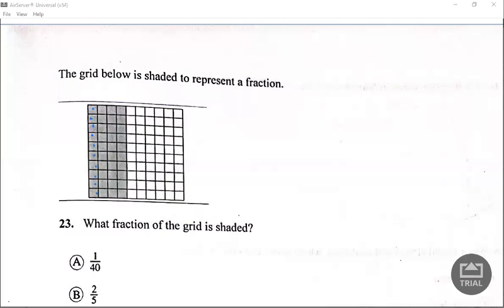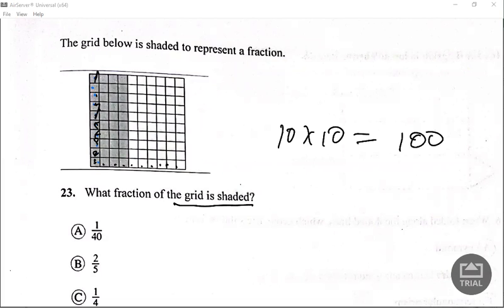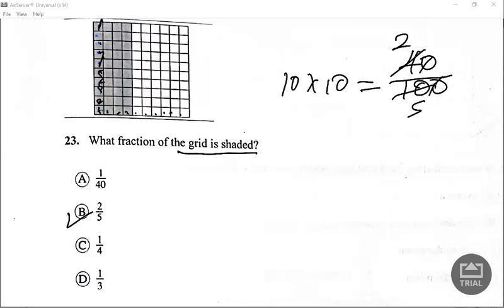Alright, the grid below is shaded to represent a fraction. What fraction of the grid is shaded? So first, let's see how many we go up. 1, 2, 3, 4, 5, 6, 7, 8, 9, 10. So that's 10, and across we have 1, 2, 3, 4, 5, 6, 7, 8, 9, 10. So we have a total of 10 times 10, which is 100, which is our denominator. Now, how many are shaded? 1, 2, 3, 4. 4 sets of 10, which gives us 40. And we can reduce this, 2 into 2, and so that's 2/5 is shaded. I mean, 3/5 is unshaded.